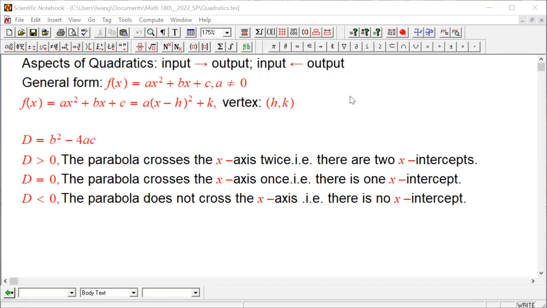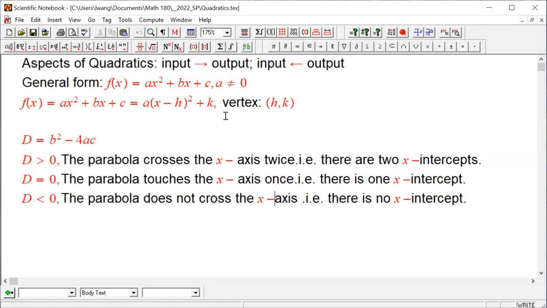Hello. In this lesson, we're going to continue to talk about the aspects of quadratics. Just to make a minor correction, when the discriminant is 0, the parabola actually touches, okay? Someone recommended that I should say touches instead of crossing. It's true, it doesn't cross, right? It touches the x-axis once. So that's one aspect that I would like to make a distinction.